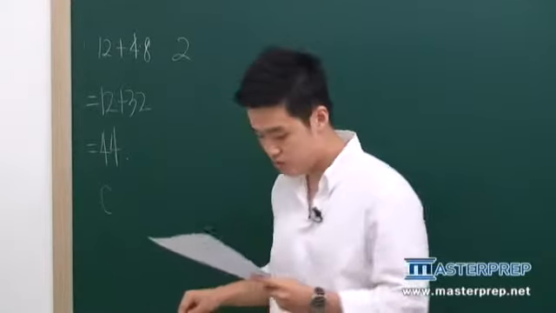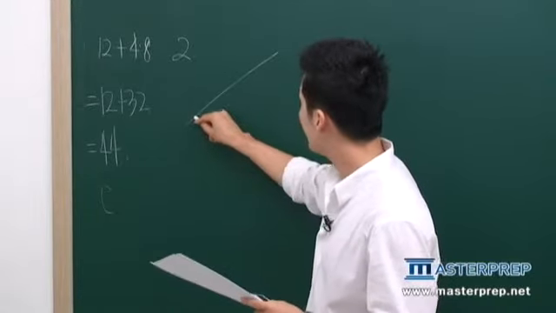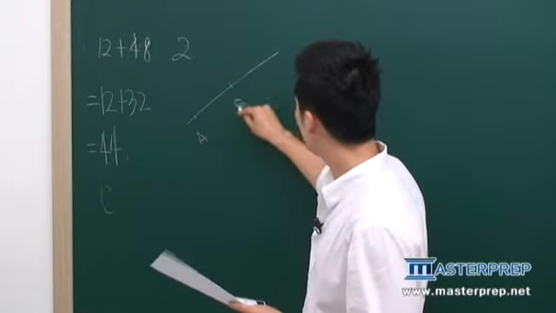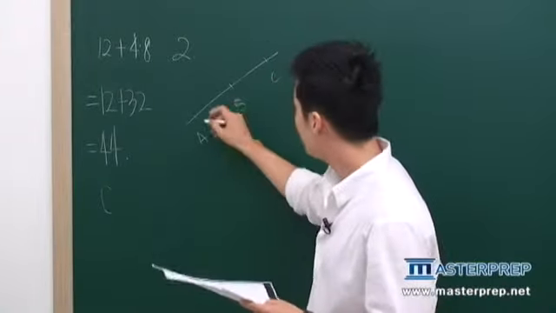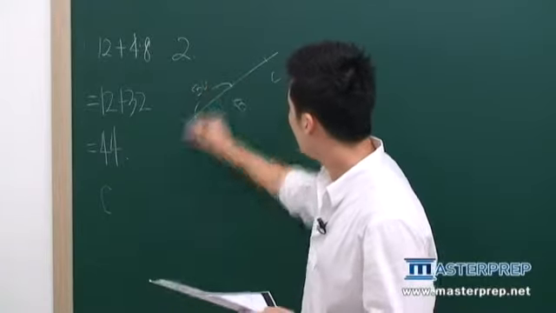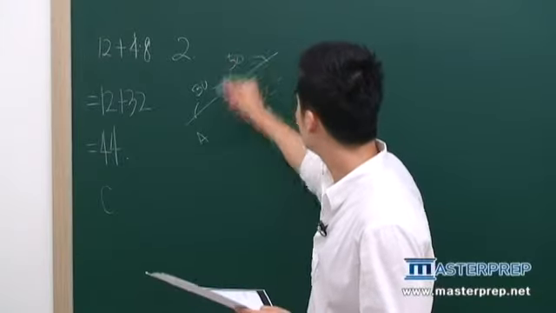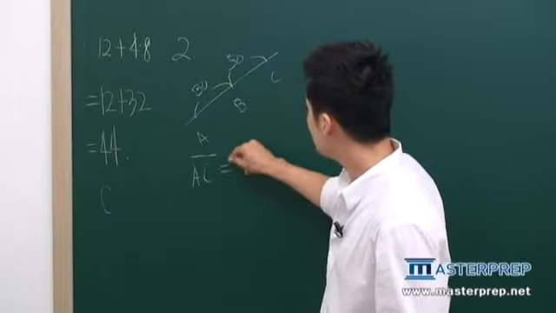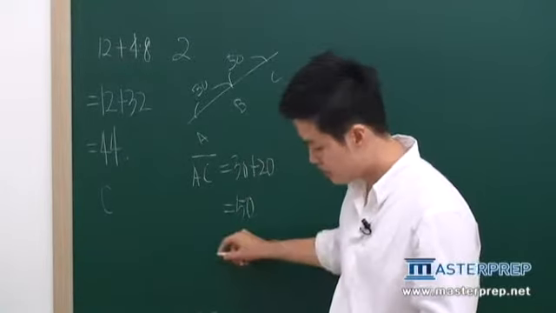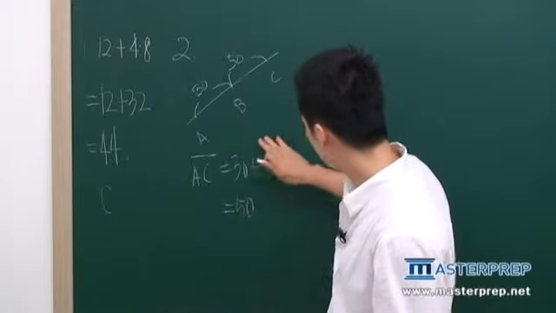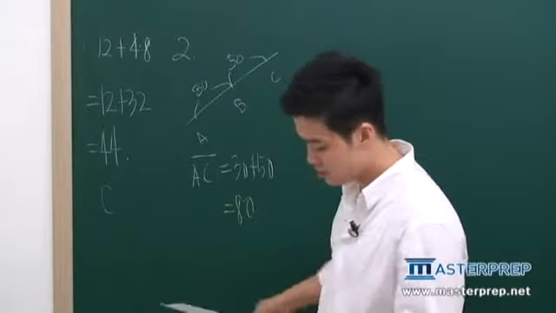Okay, so let's begin with 2. We have points A, B, C on a line, not drawn to scale. We know that AB is 30, and BC is 20 more than AB, which means BC is 50. So line AC is equal to 30 plus 50, which is 80. So the answer is D.